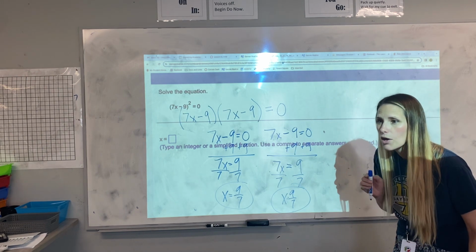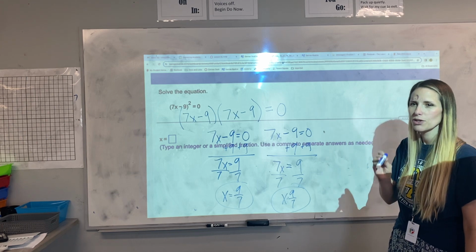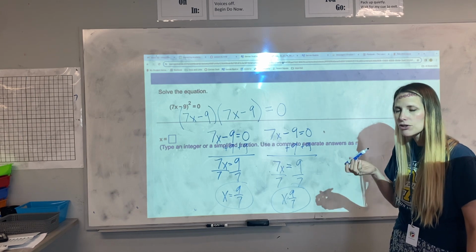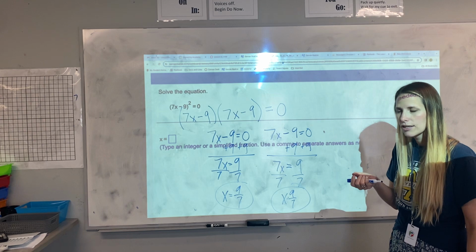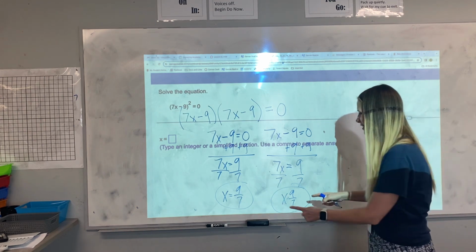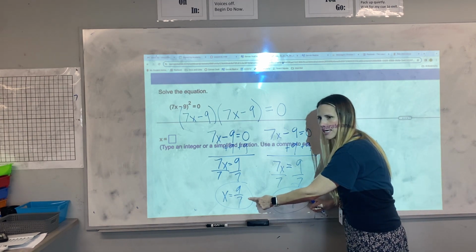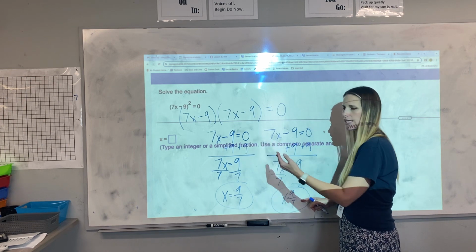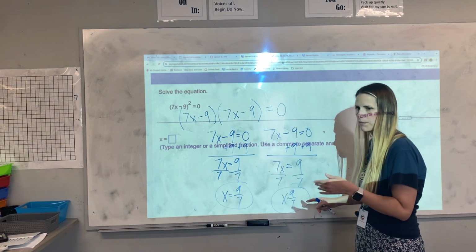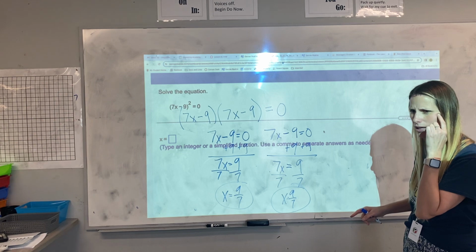Because there's only one solution, right? If there's only one solution... There's 2. No, it's the same number. It's the same point on the x-axis, 9 over 7, 0.